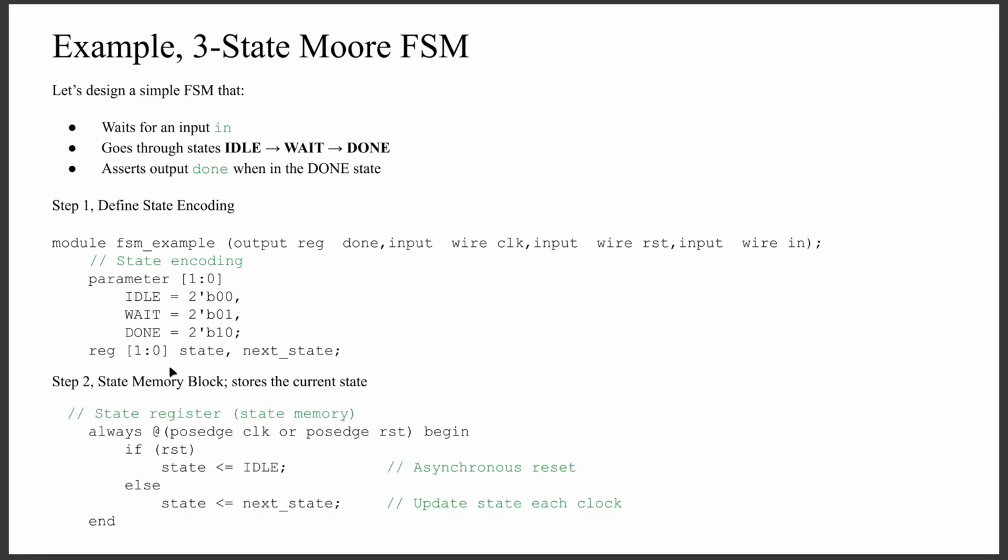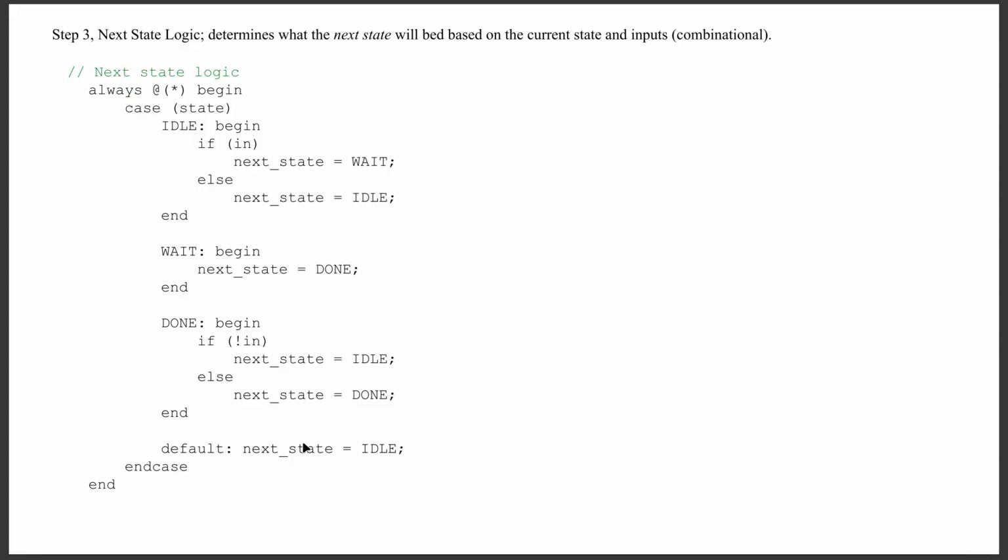Next we define the state memory block. This stores the current state. Always at the positive edge of the clock or a reset, if we reset, the state goes into idle, else the state goes to next state. Alright, this is the next state logic block.